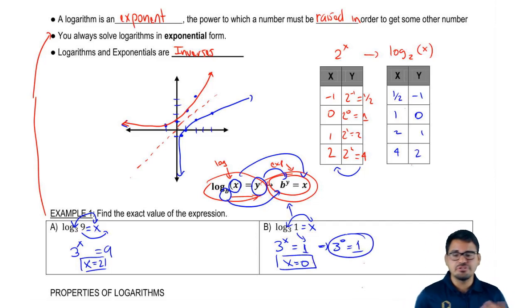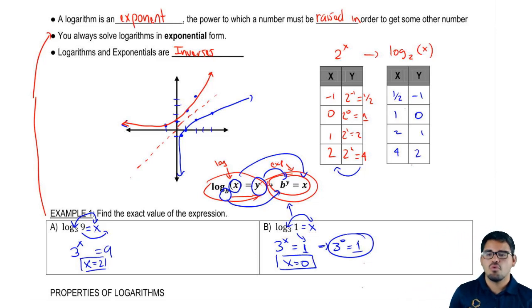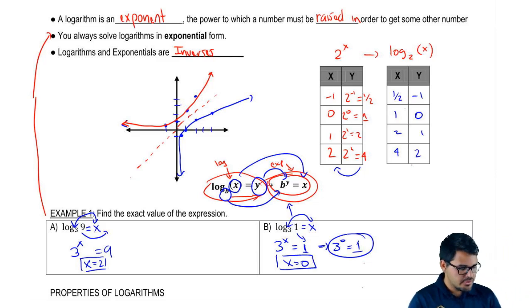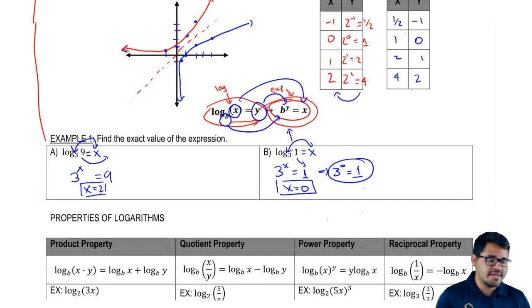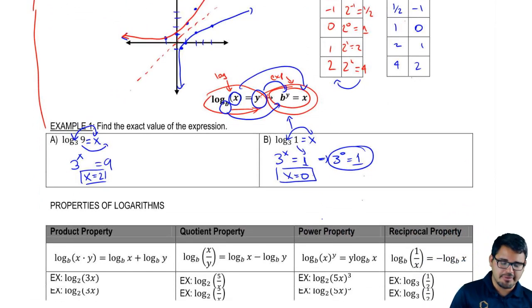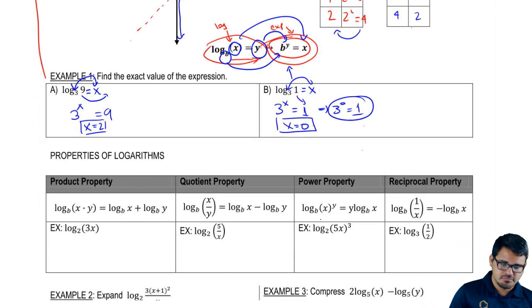Alright? So this is how we would solve logarithms without a calculator. This is the question of the logarithm. What is a logarithm, right? So, same idea. We're going to go down here to the properties.